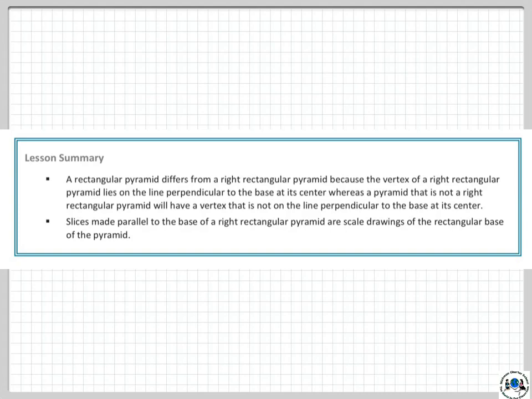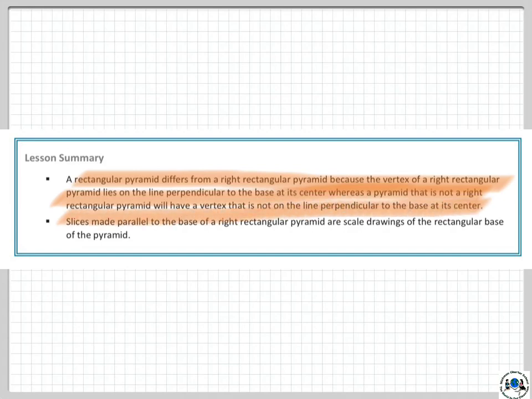That's it for this lesson. Here's our lesson summary. A rectangular pyramid differs from a right rectangular pyramid because the vertex of a right rectangular pyramid lies on the perpendicular to the base at its center, whereas a pyramid that is not a right rectangular pyramid will have a vertex that is not on the line perpendicular to the base at its center. And of course, at its center is the key term.